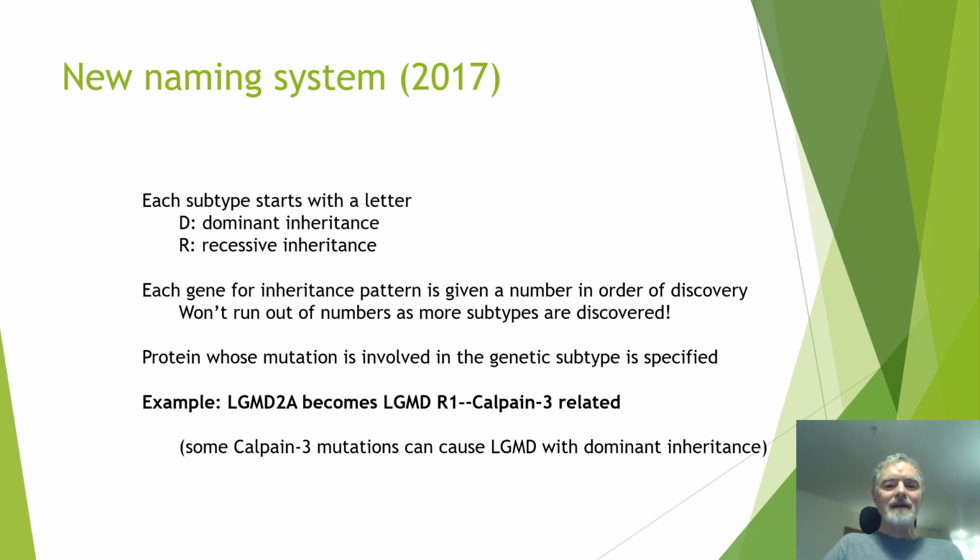And then at the end, the name indicates which protein is affected in the particular genetic subtype. So in the old convention, LGMD2A now becomes LGMD-R1. So it's a recessive, and it's the first one discovered, and now it contains calpain 3 related, so you know what protein is involved. I will acknowledge that there are some mutations in calpain 3 that actually can cause LGMD with dominant inheritance.